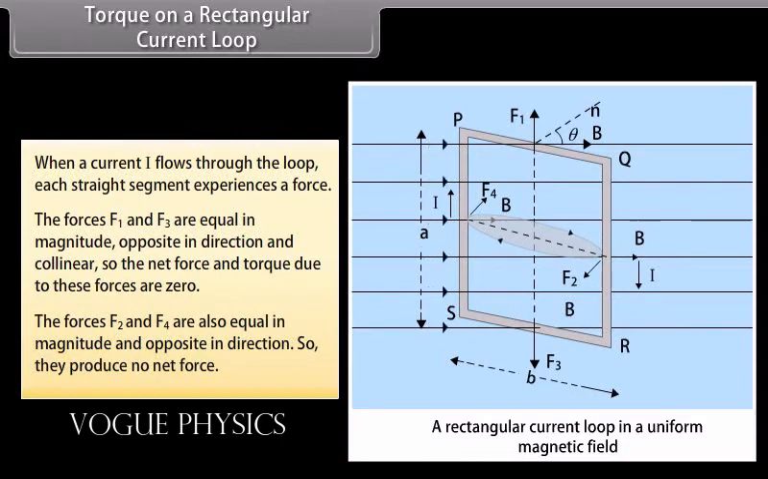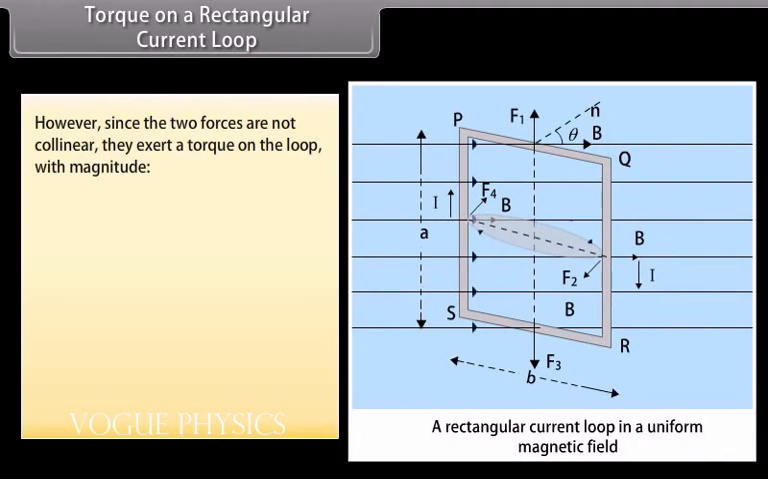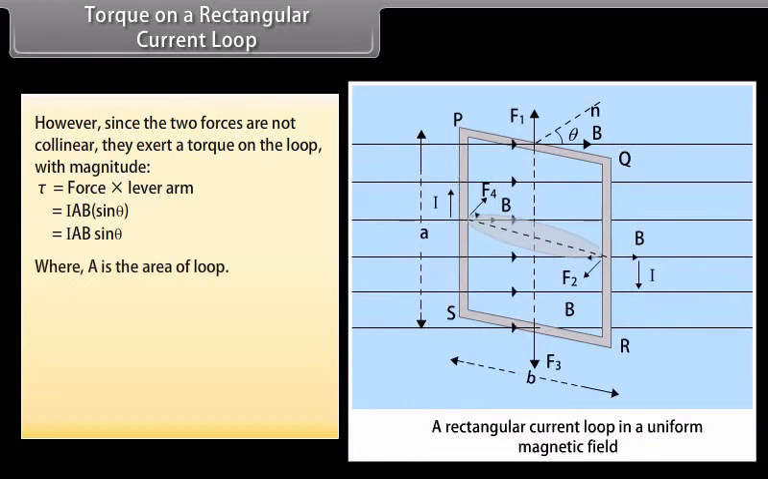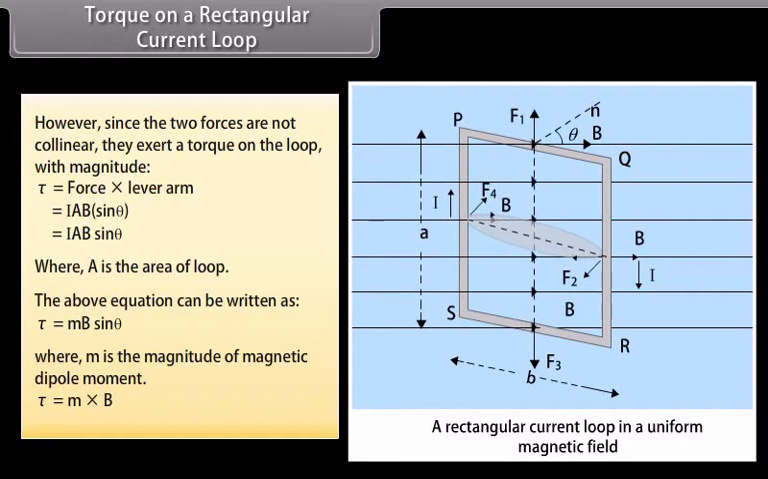The forces F2 and F4 are also equal in magnitude and opposite in direction, so they produce no net force. However, since the two forces are not collinear, they exert a torque on the loop, with magnitude equal to the product of force and lever arm, which is equal to I A B sin theta, where A is the area of the loop. The above equation can be written as tau is equal to m B sin theta, where m is the magnitude of the magnetic dipole moment. Tau is equal to the cross product of m and B.